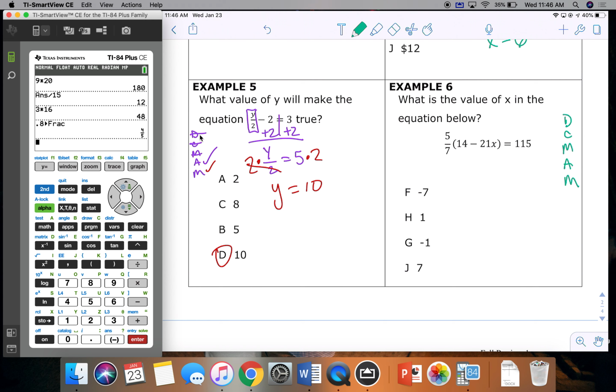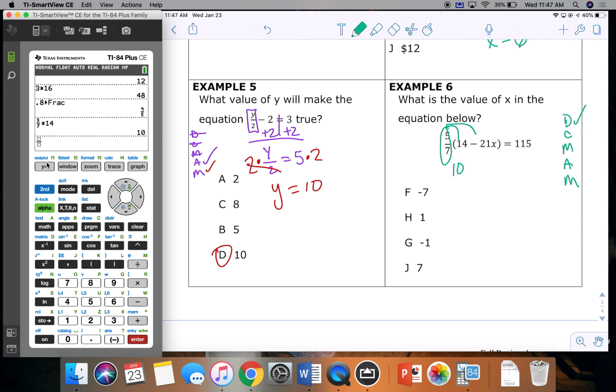Example 6, Don't Call Me After Midnight. We do have parentheses to distribute. So I take 5/7 and multiply it by 14, and that gives me 10. And then I'm going to do it again. 5/7 times negative 21, and that's a negative 15.